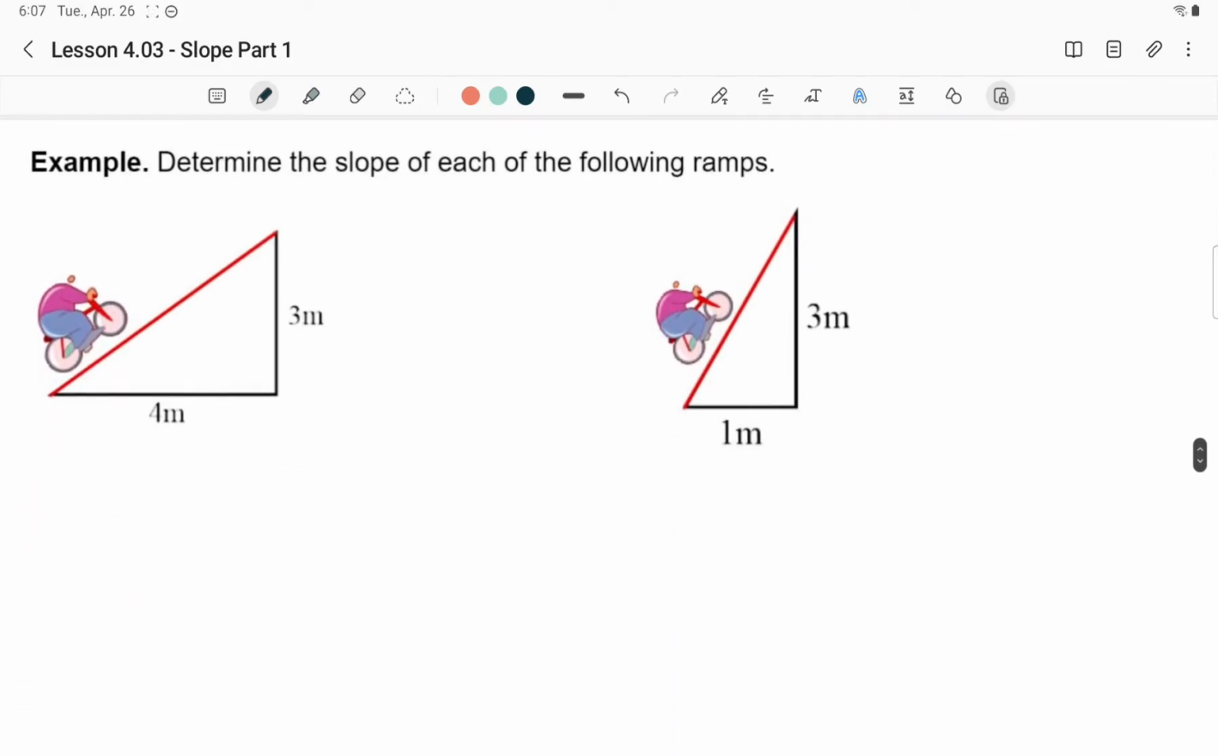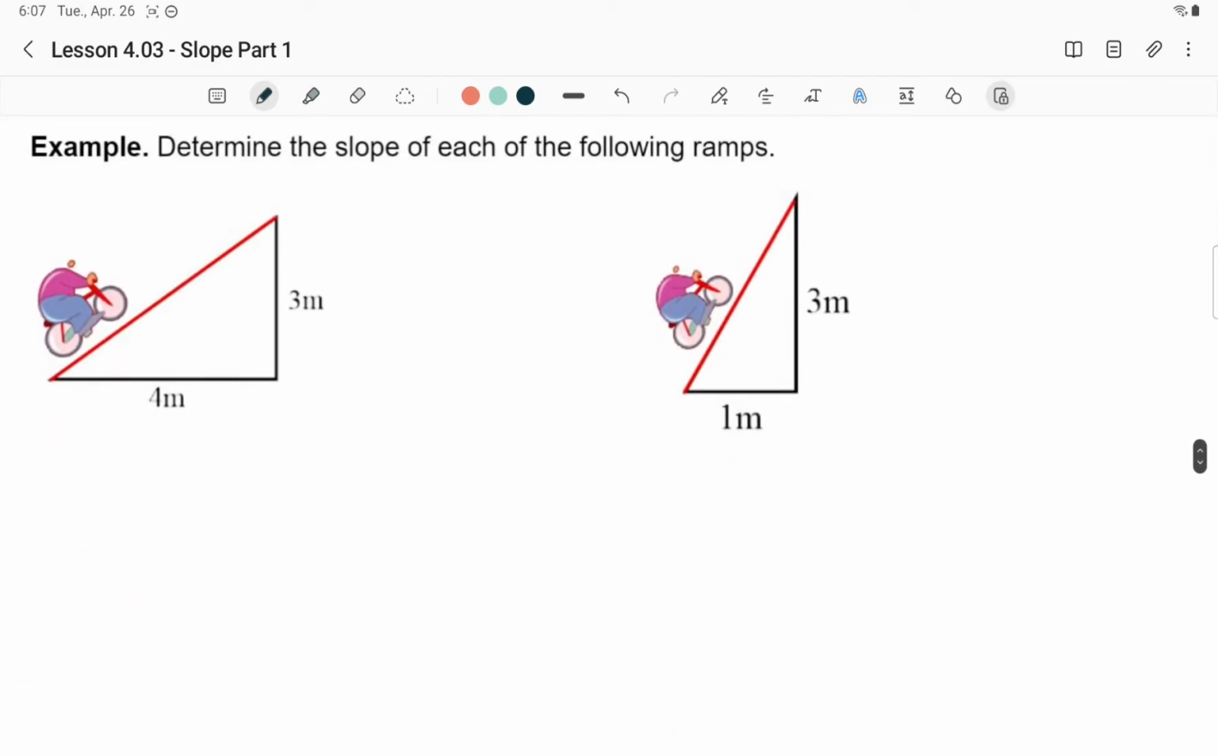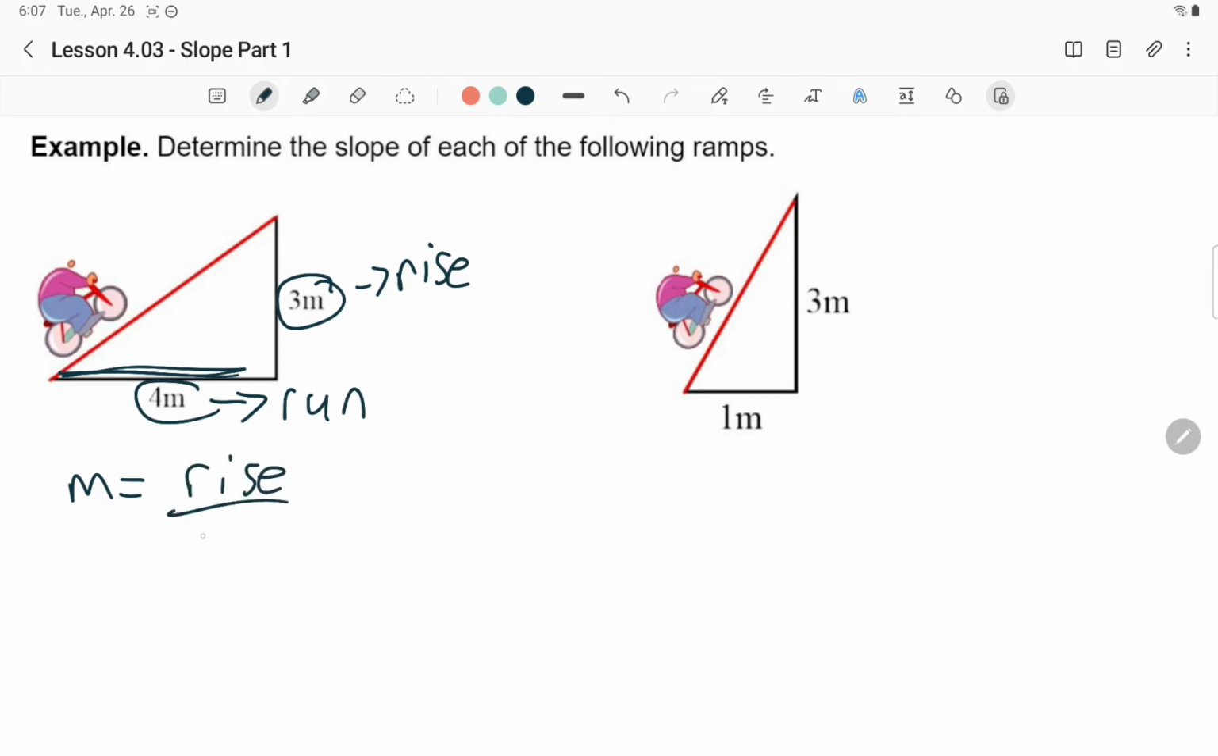Okay, so if we're talking about these examples that we looked at the very start, we noticed that their steepness was different. Now we can put a number to that steepness. The first thing we can talk about is the number 3 here, that's how much you're going up or down. So that up or down is going to be the rise. And this part that's going across, that is your run. So if we're talking about rise over run, we can say this has a slope of 3 over 4. And you can leave your slope as a fraction.